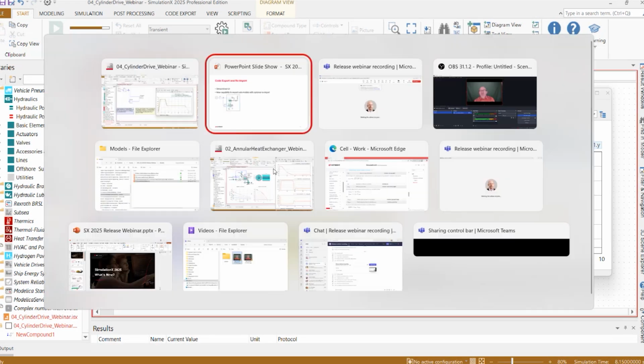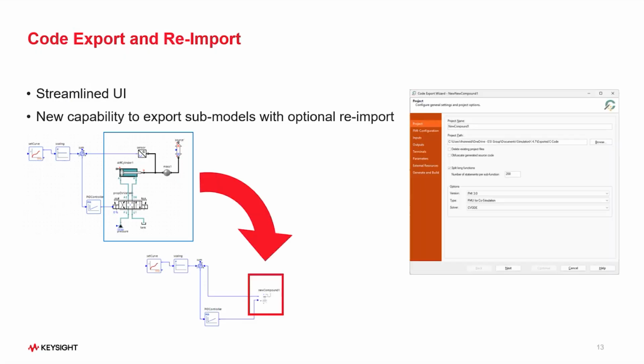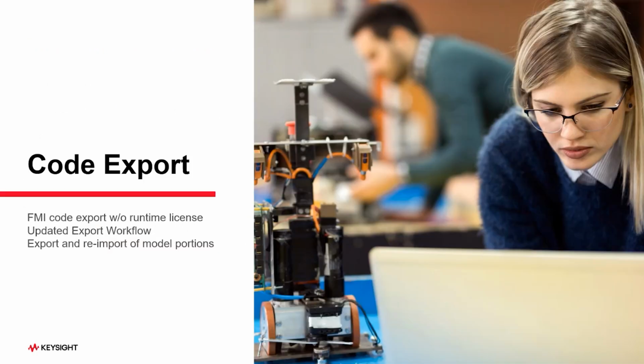For the sake of time, let me return back into my presentation and complete what I want to show. It's again the illustration of what we have seen. I'm not going to comment on this again. Just to summarize, I've shown you that we have a new code export license model for FMUs without runtime license, but also without source code. We have changed our workflows for exporting in SimulationX, and we now have a nice additional workflow which directly exports and re-imports submodels as FMU from a SimulationX model.